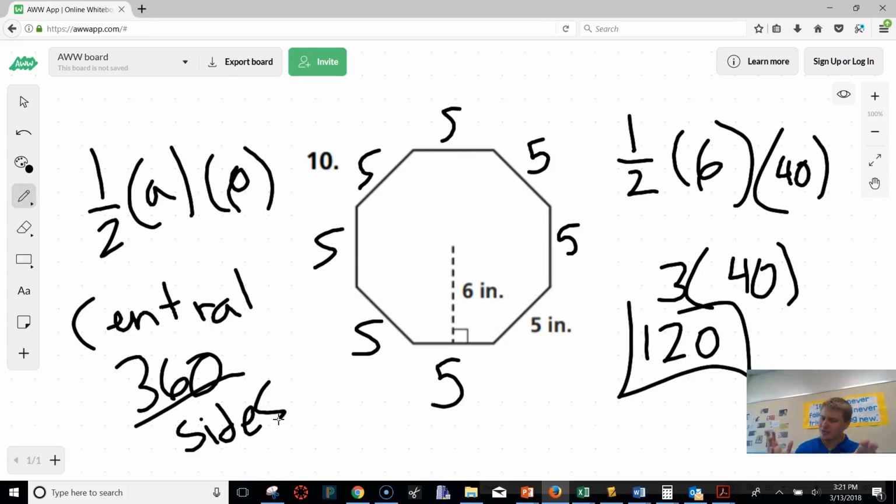And most times they're 30, 60, 90 triangles, or 45, 45, 90 triangles, or those triangles that you know how to do. And if they're triangles you don't know how to do, then you kind of get stuck. So a lot of times they make them really nice to work with.